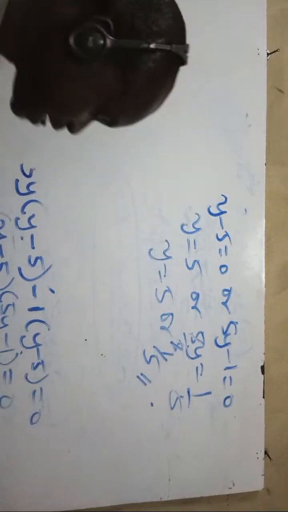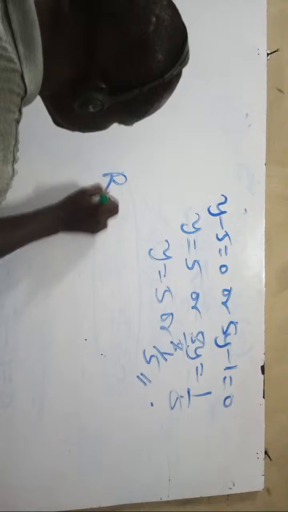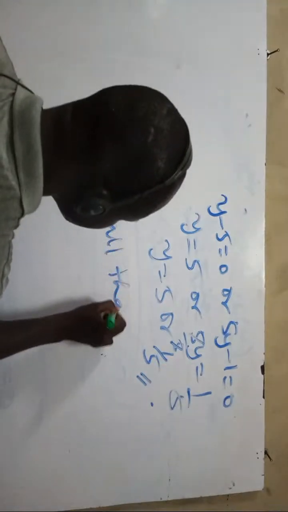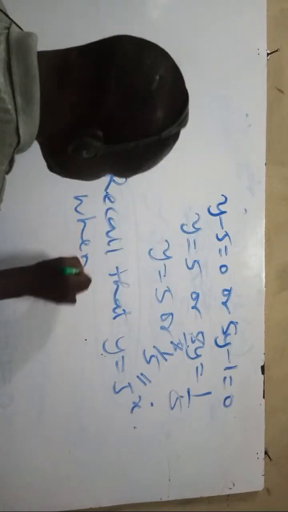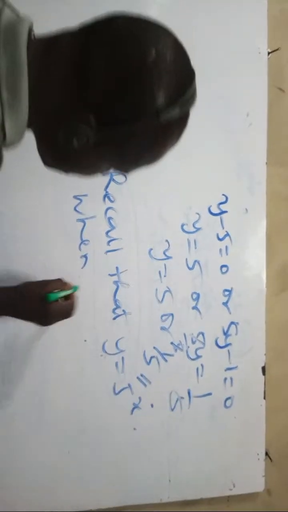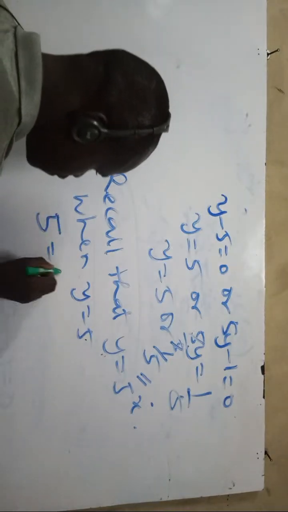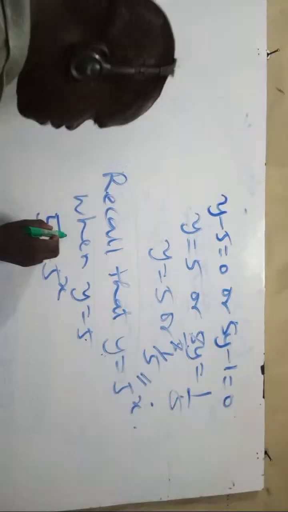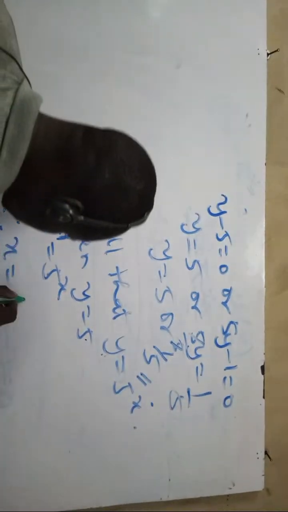In this case, we have two different values for y, but we have to find x, not y. We now recall that y is equal to 5 raised to x. Since there are two distinct values for y, we must do it separately. When y is equal to 5, what will happen? We are going to have 5 equal to 5 to the x, right? This is 5 raised to power 1. The bases are equal, equate the powers. Therefore, x is equal to 1.